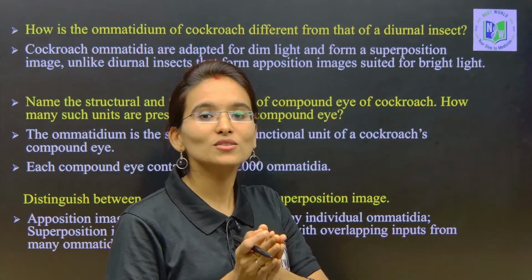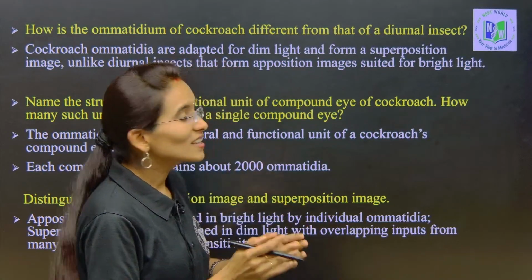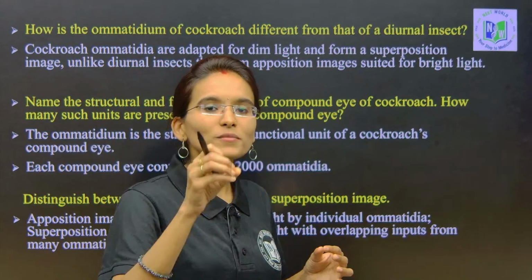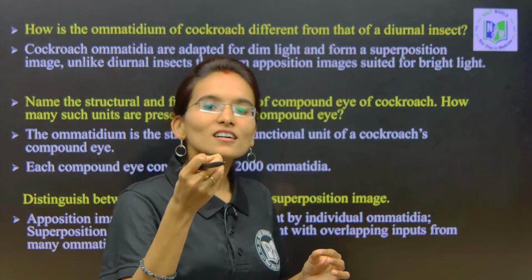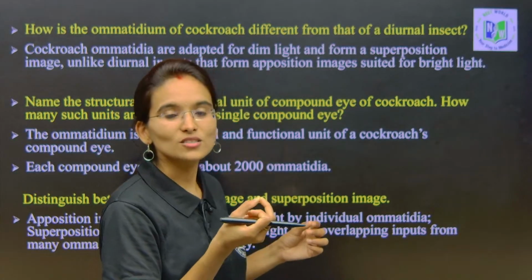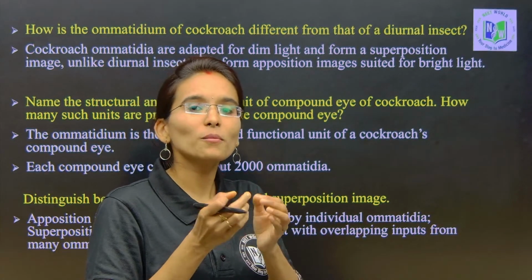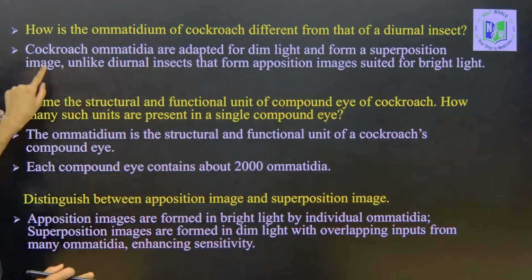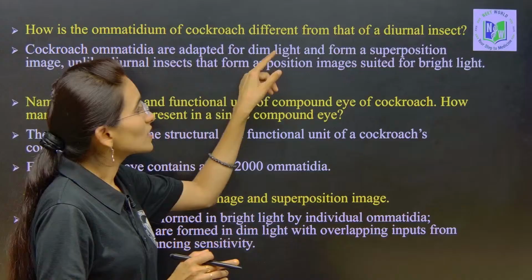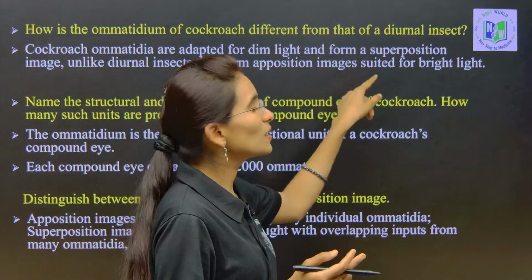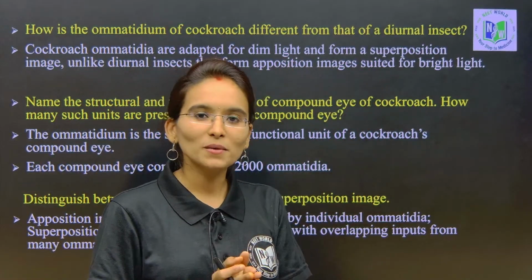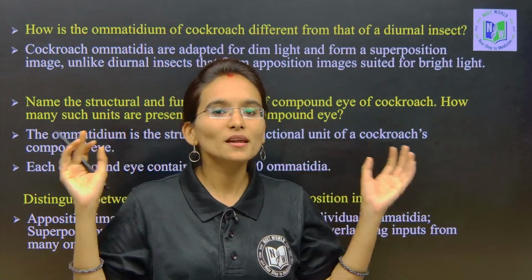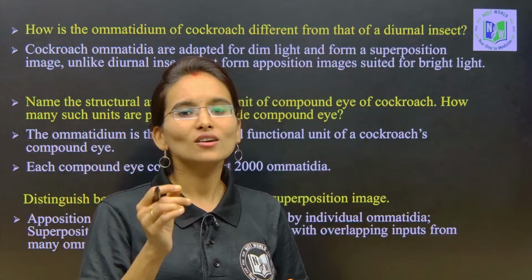But the next point is that it shows low resolution. It means it can form an image, but the images are very dim, my dear students. It does not form a complete, clear image. Cockroach ommatidia are adapted for dim light and form the superposition image. Superposition image is nothing but the formation of many images which are not clear.